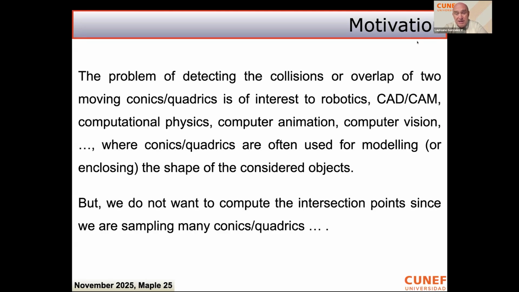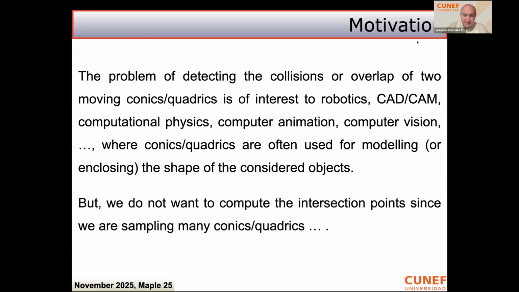And typically these objects are moving, and the key point is just to detect when these objects do not collide. This is the reason why we are interested in these formulae for detecting in advance the geometric configuration of the two considered conics, but, very importantly, without computing the intersection points. So this is something that I want to make clear enough at this moment.